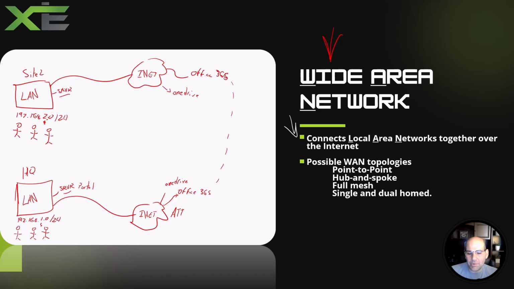Well, now we have a problem because we can't just access that over the internet. We need a wide area network. We need the ability to connect these two local area networks together. And this is exactly what a WAN does. And there are different WAN technologies in order to make this possible.